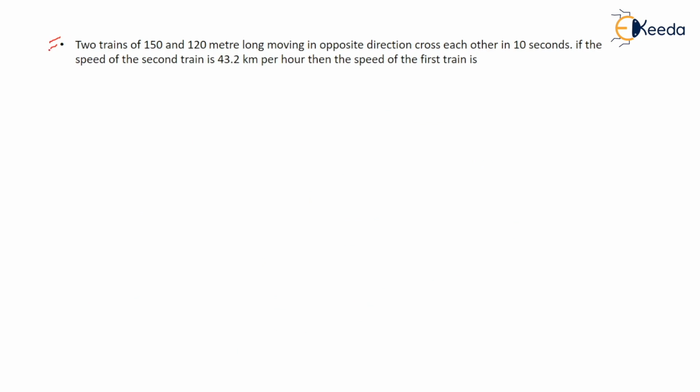Now, this is the third case that I told you in the concept video. Two trains of 150 and 120 meter long moving in opposite direction cross each other in 10 seconds. If the speed of the second train is 43.2 km per hour, then the speed of first train is. Now you know both are traveling in opposite direction, so their speed will add, right? And their length will also add because this is length L1, this is length L2, right? You know the speed of one train, you have to calculate the speed of the other train, right?